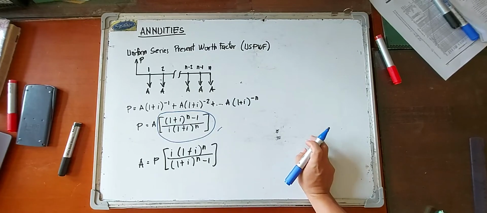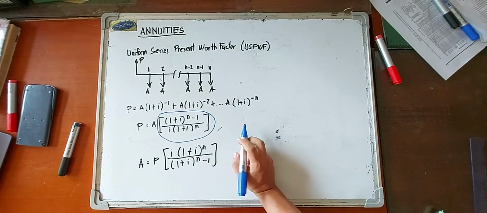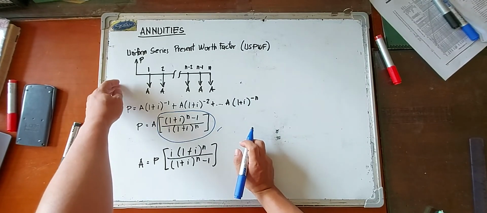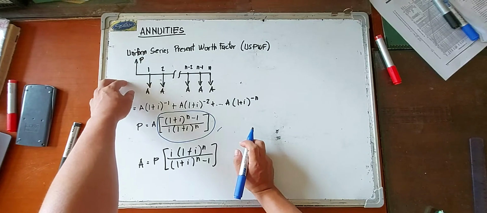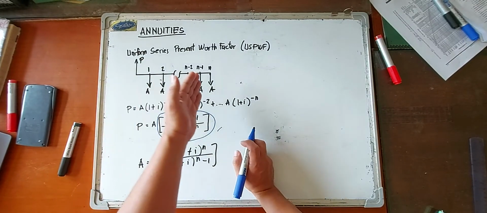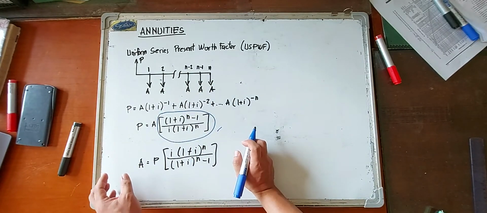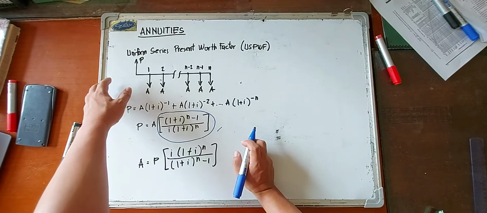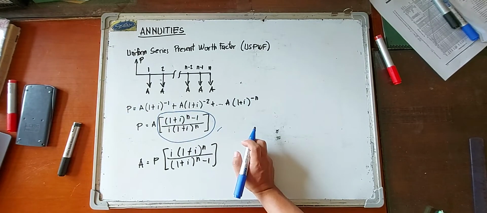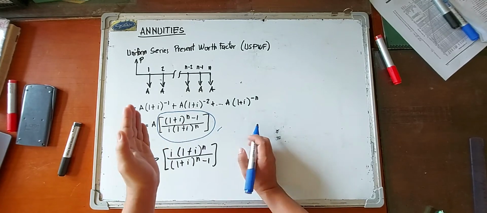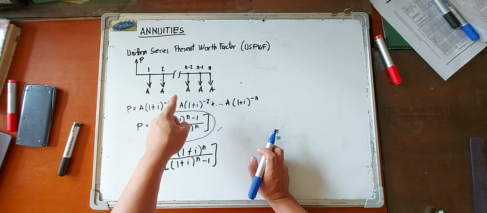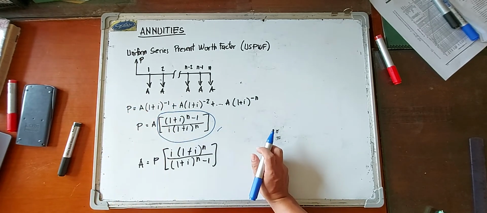Okay. So the second condition is when the present worth or the initial deposit is given, what would be the periodic payments that I will be receiving? For example, nag-deposit ka ng 100,000 pesos in a certain interest rate. So ano yung ma-receive mo annually or periodically, depende sa agreement? Equal payments, so yun ang hanapin natin.